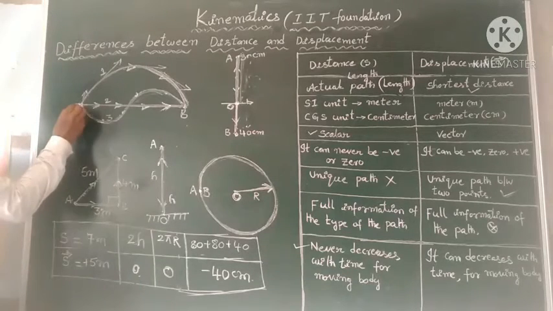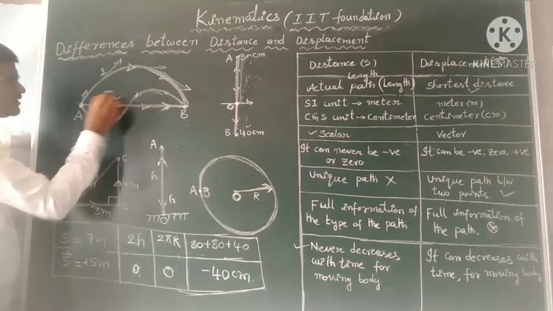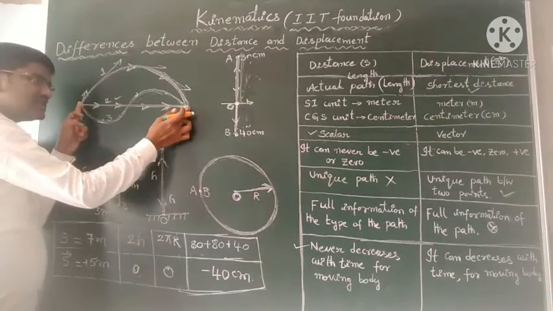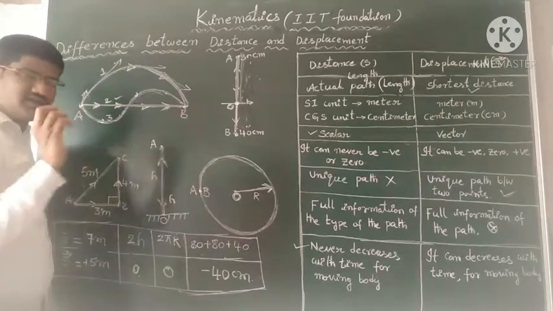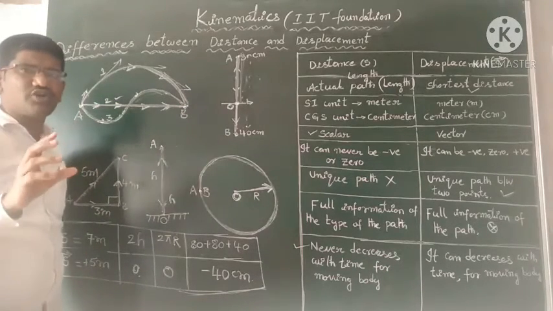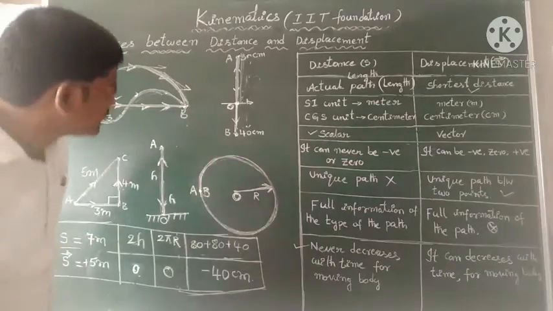Next one, see, if a particle moves from A to B, this is the path followed, second path it followed, then this is only the distance, this is only the displacement. So if the path followed is only the shortest path, that is only distance, that is only displacement.